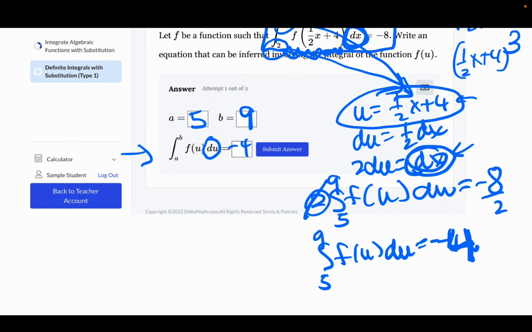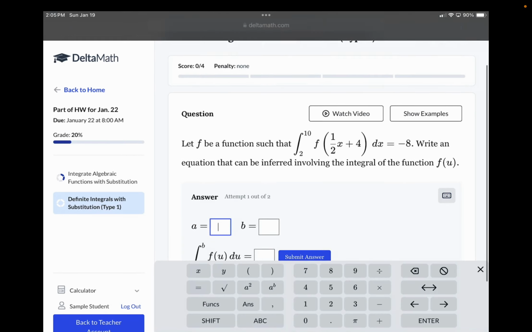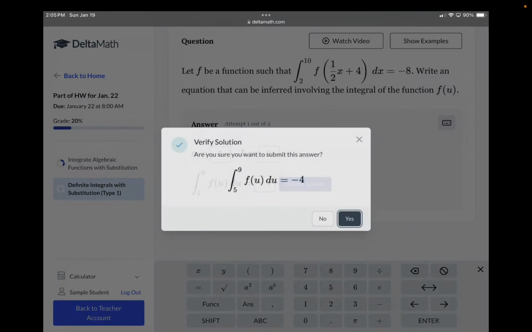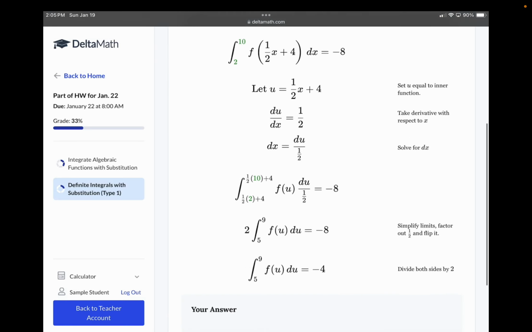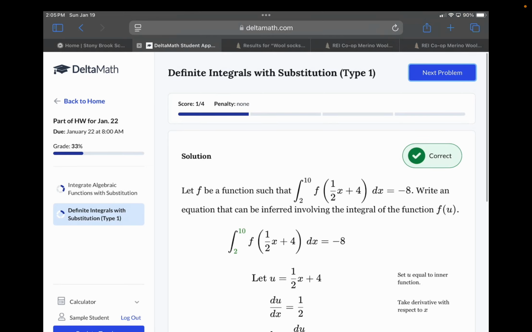I think I might have this one pulled up in my Delta Math. So 5, 9, and this equals -4. Okay, and I'll show it to you sort of in a little bit different way than what I did. All right, let's go to the next one.